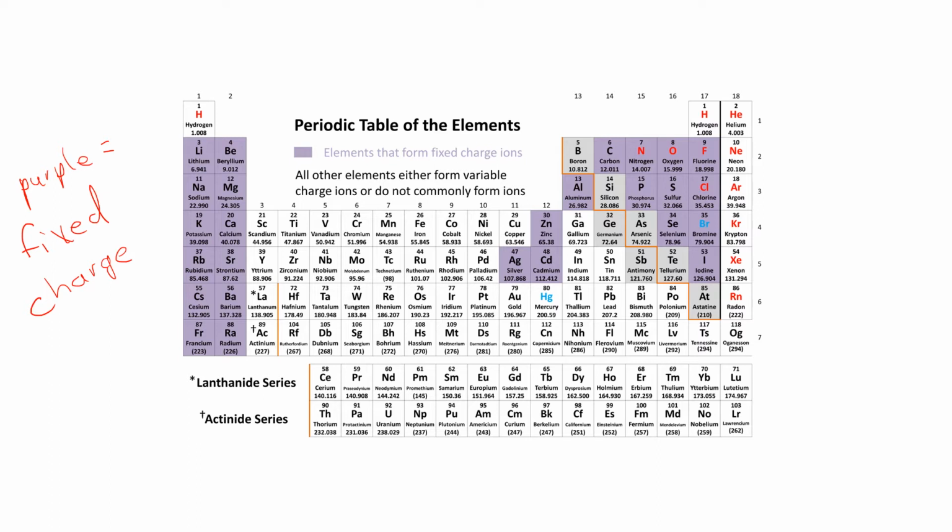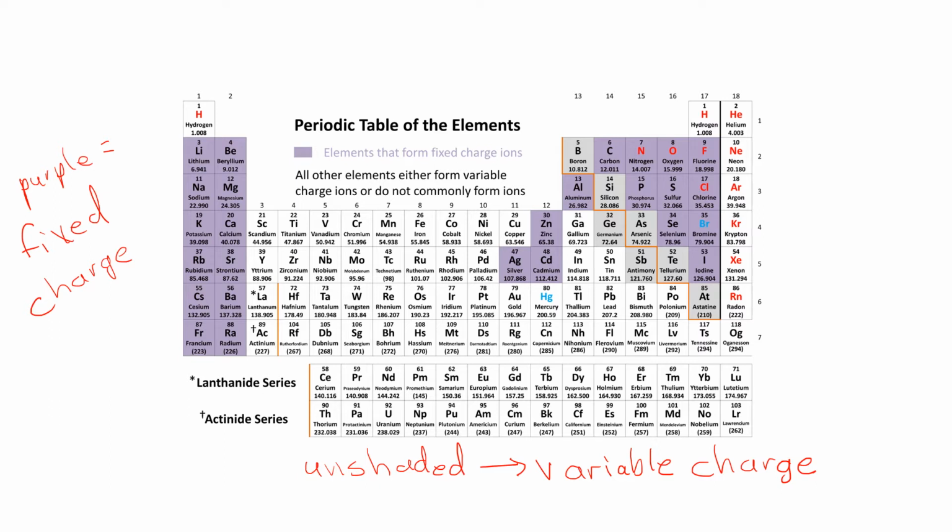All of the unshaded elements form variable charge ions. And so that means that depending on the reaction conditions, they might form an ion, say, with a +2 charge, or in other cases, they might form a +3. It just kind of depends.